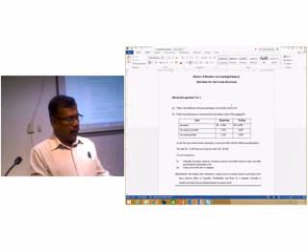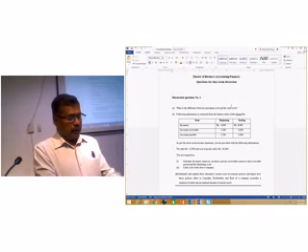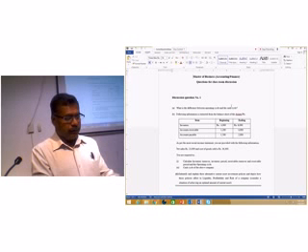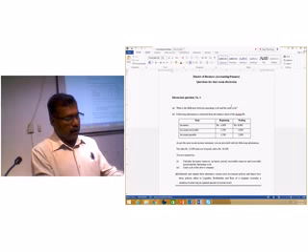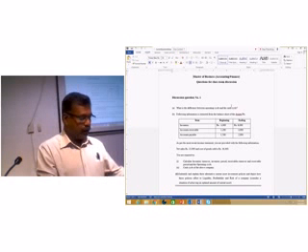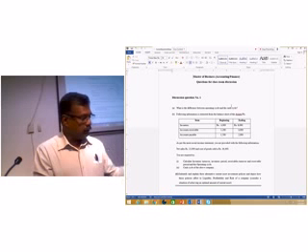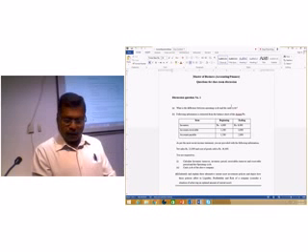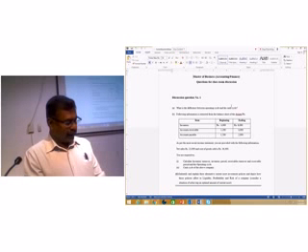Then the cash cycle. Before that, we need to discuss some of the other aspects as well, and then you will be able to understand. Now we see the operating cycle and cash cycle.